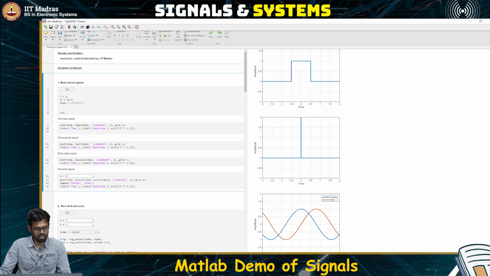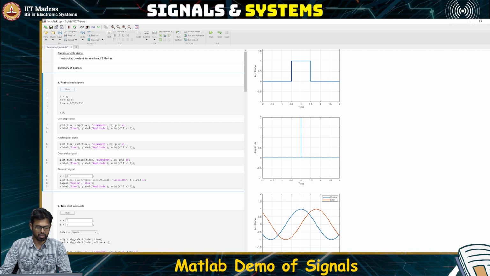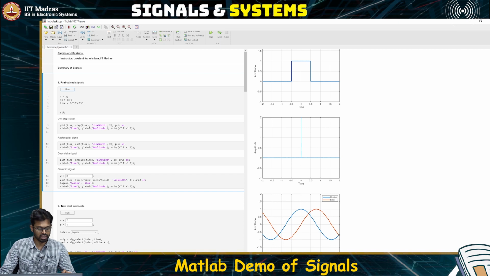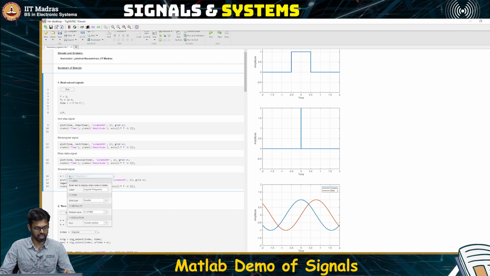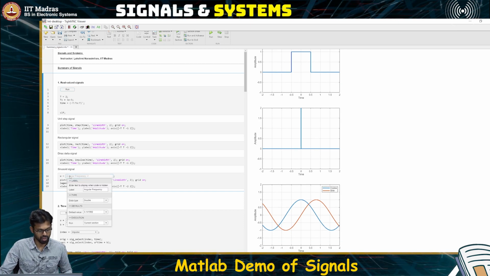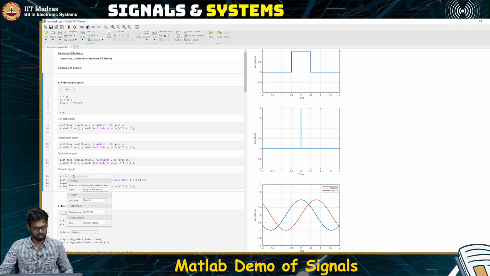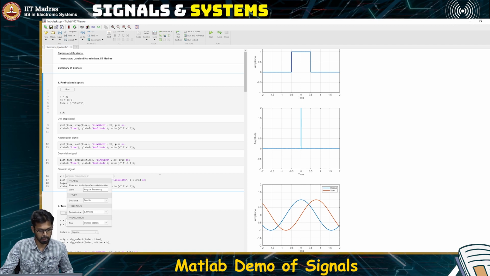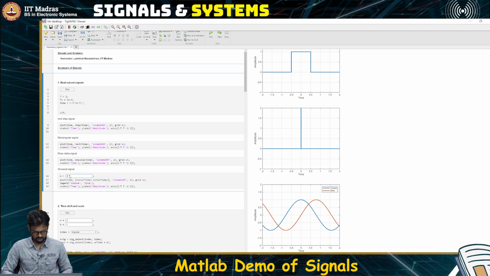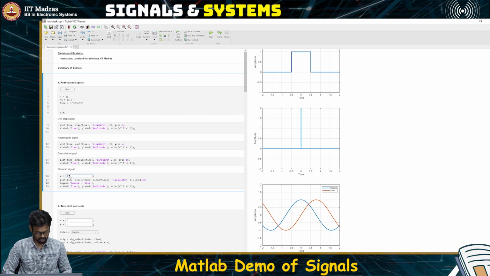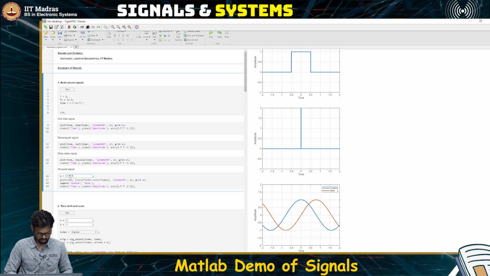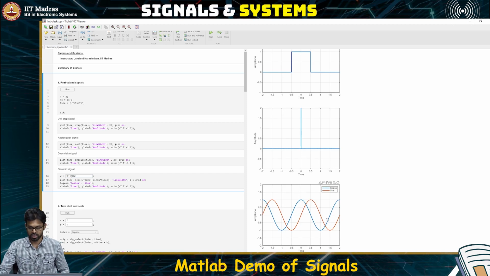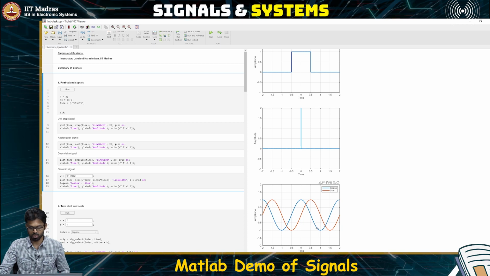So you can change this. This MATLAB file is given to you, so you can look at this, play with it, change the values, change the functions, and then see what happens. For example, let's try and change the frequency here. Let's change the frequency to pi and let's see what happens. Now the frequency has changed, which means the period has also changed.